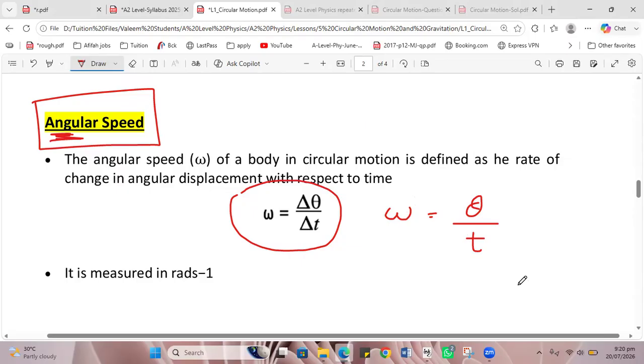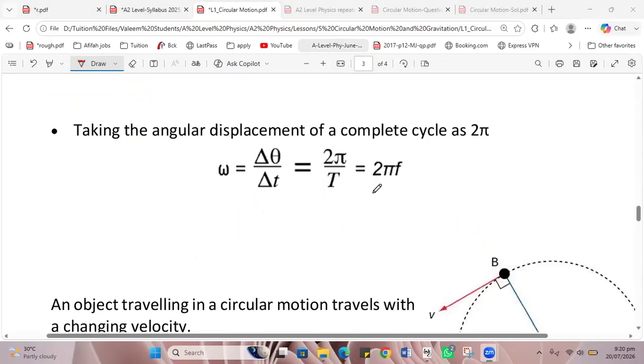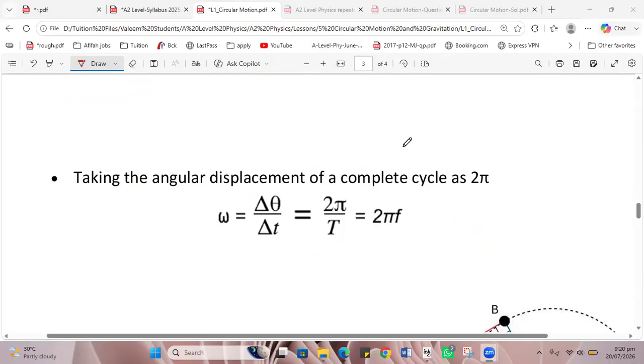Linear speed is distance upon time. Angular speed is angular displacement upon time. Okay, and the unit for angular speed is radians per second. Just like normally the unit for speed is meters per second, but now we don't have meters, right? Remember, we have angular displacement, which is radians. So now the unit becomes radians per second. Okay, next up, another formula for angular velocity is omega equals 2 pi f.